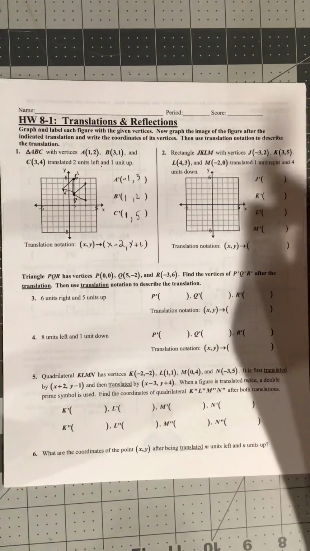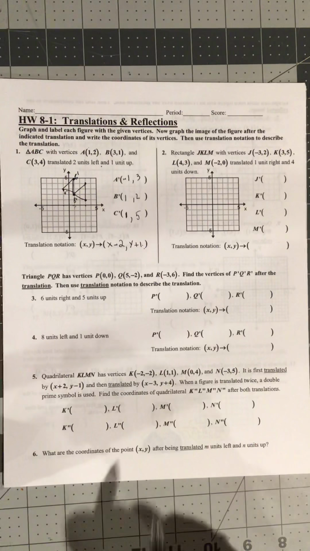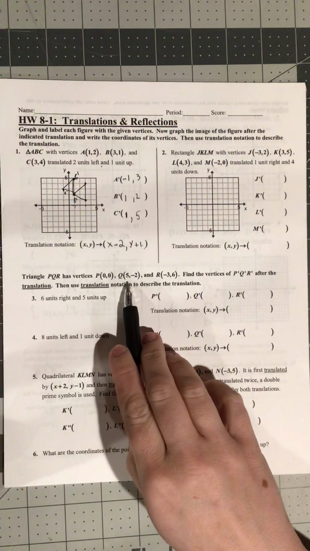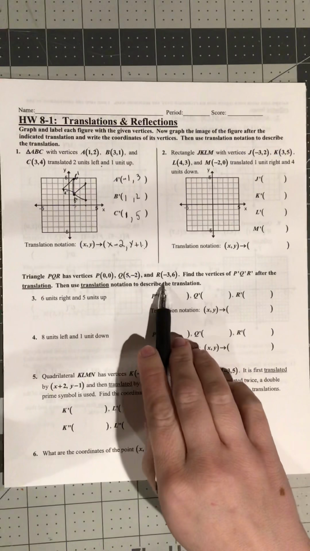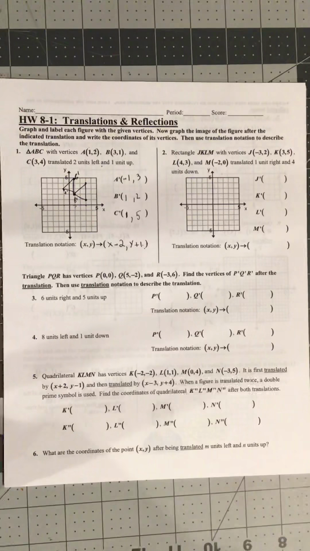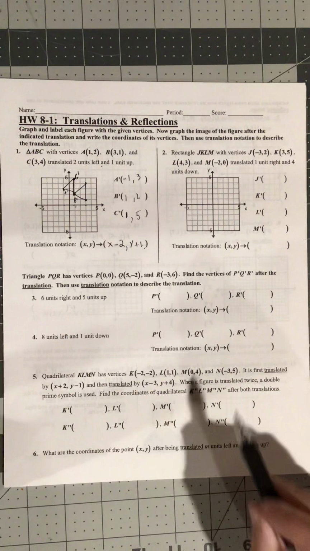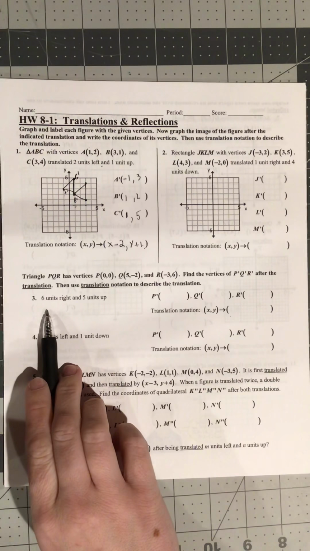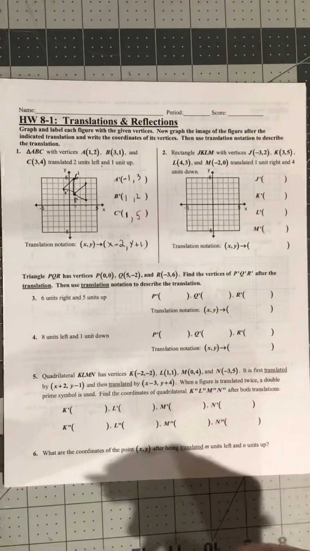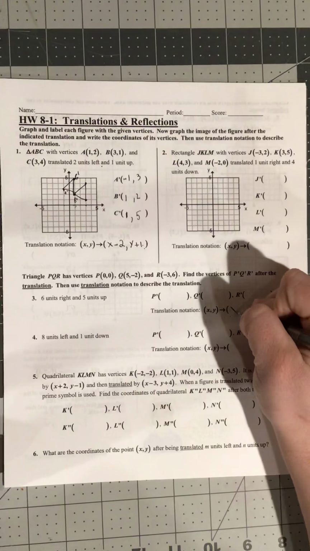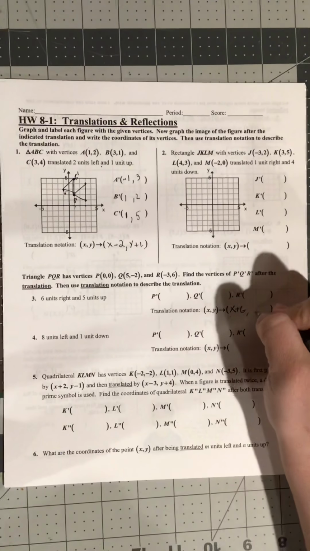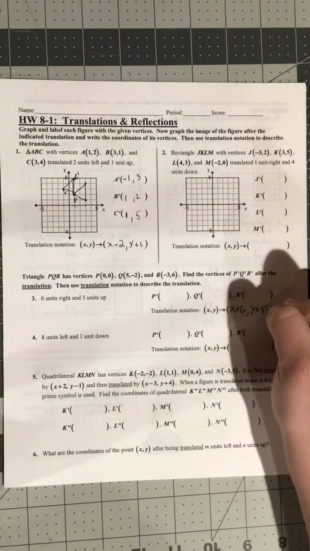So let's not do this one. You can do it if you want, but let's do this. They're giving us our vertices of P at 0, 0, Q at 5, negative 2, and R at negative 3, 6. And they want us to use our translation notation. So first of all, let's write our translation notation down. They're giving us that we're moving 6 units to the right. So going right is this way, which means we are going positive. So x plus 6, and 5 units up is y plus 5.